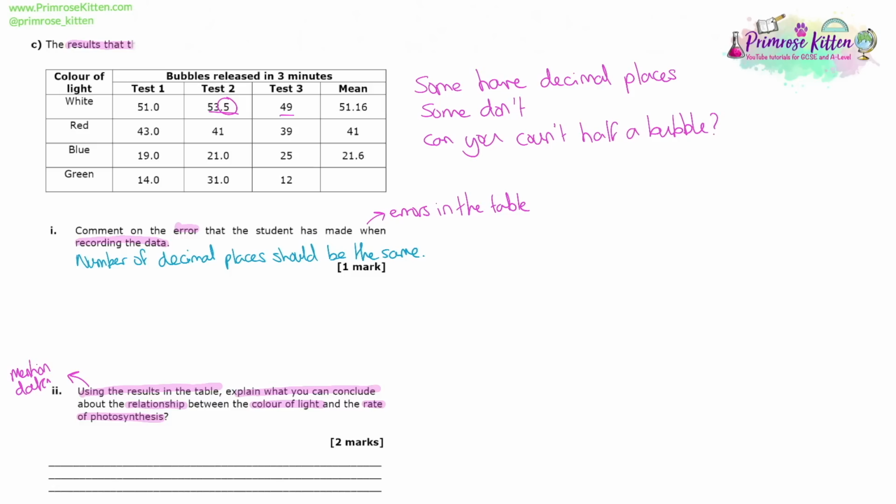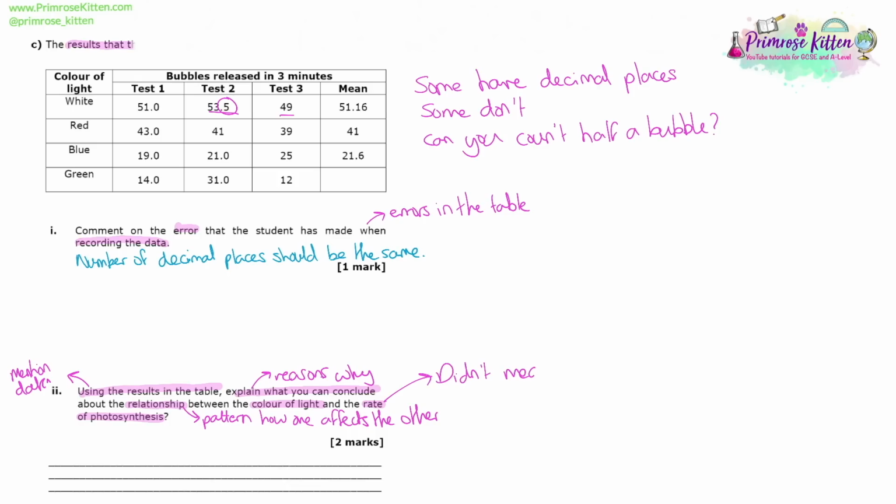Sometimes this will need us to mention data, and we could mention numbers in our answer here, but it wants us to focus on the table and not give a reason based on just what we think might be the answer. You need to explain, so we need to give reasons why for our answer. So it wants us to look at the relationship. Relationship is just a code word for pattern. So it's normally talking about how one variable is affecting the other.